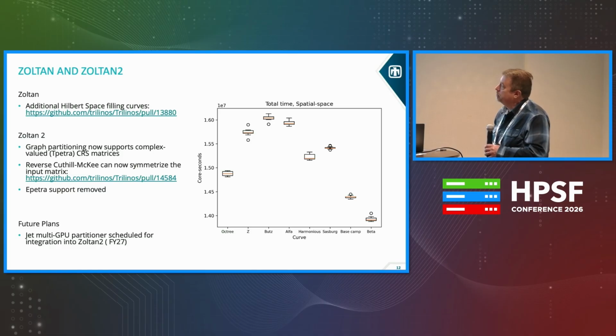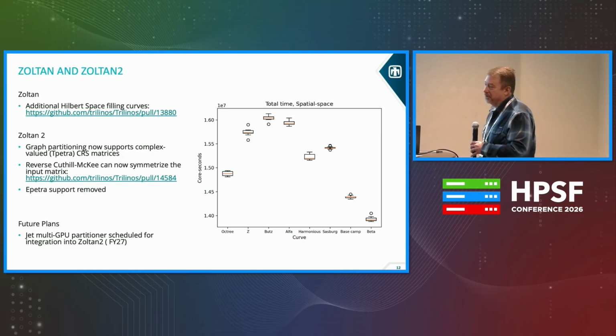In Zoltan 2, graph partitioning supports complex values now for Tpetra CRS matrices, and you can symmetrize the input matrices for Zoltan 2 there as well. They also ripped out all the Tpetra support, so that's all gone. I think I've mentioned this 3 years in a row. JET multi-GPU partitioner, it's scheduled for integration. It keeps dropping on the priority list.